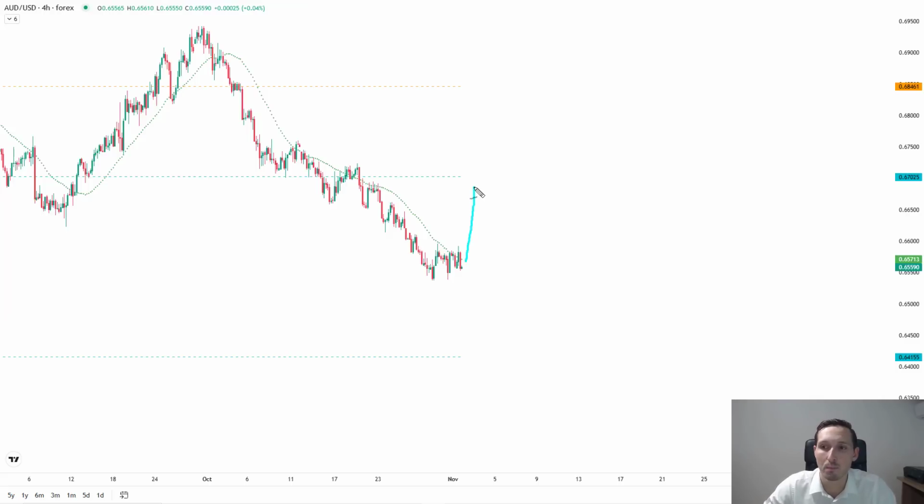A breach of the 0.6702 next week turns this market overbought. If we take out this high, this is where, and I'm not going to jump in straight away, but I'm going to start to look for momentum to fade. And then I'm going to be looking for that potential 1 or 2 day reversal.